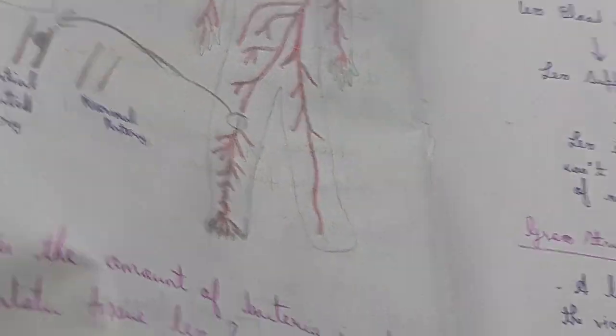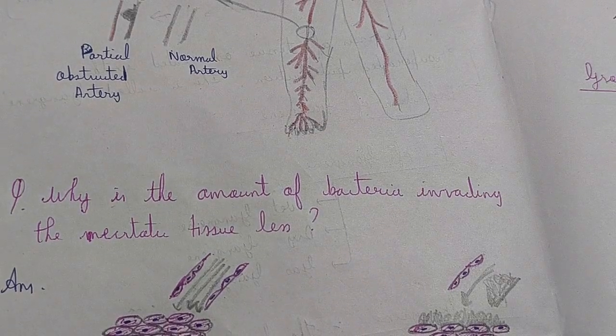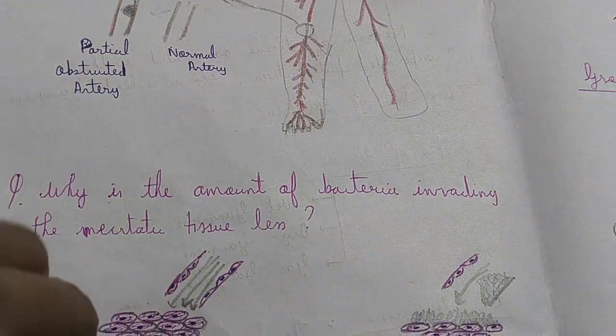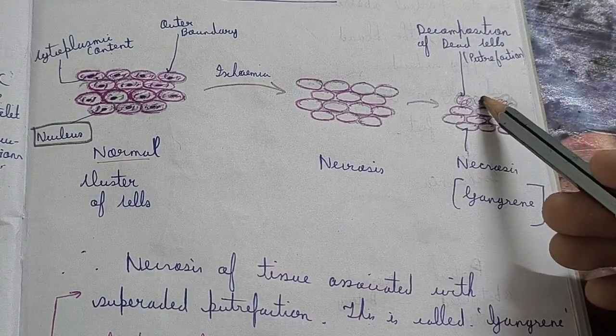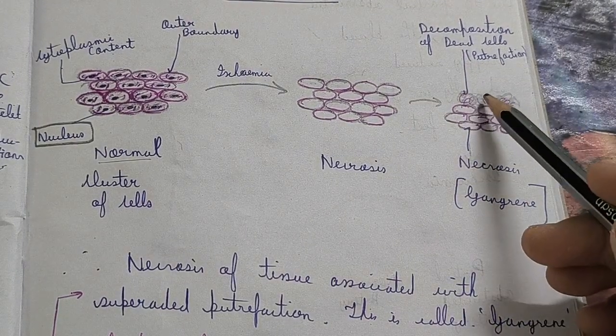And you should know that in dry gangrene the amount of bacteria in the putrefaction is very low. You all know that this is the putrefaction, and in this putrefaction the amount of bacteria is very less.